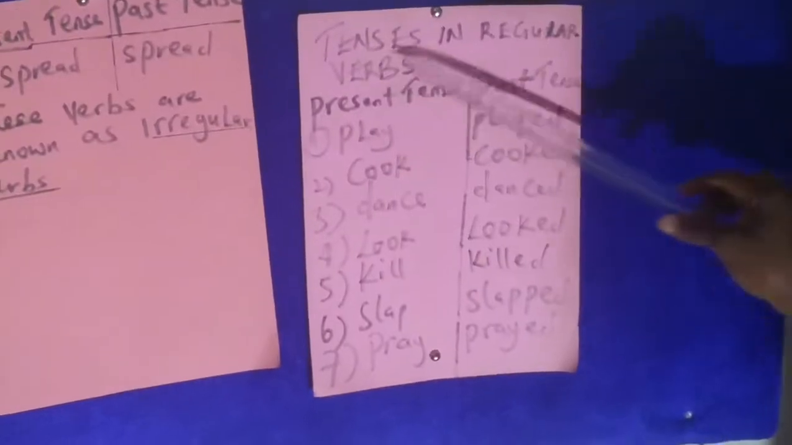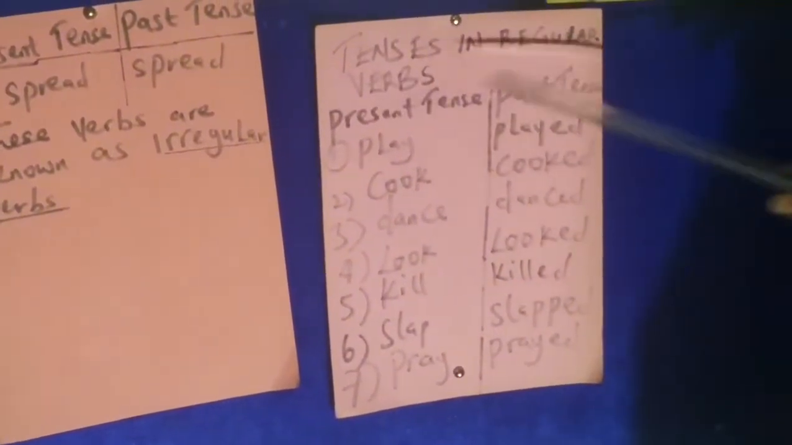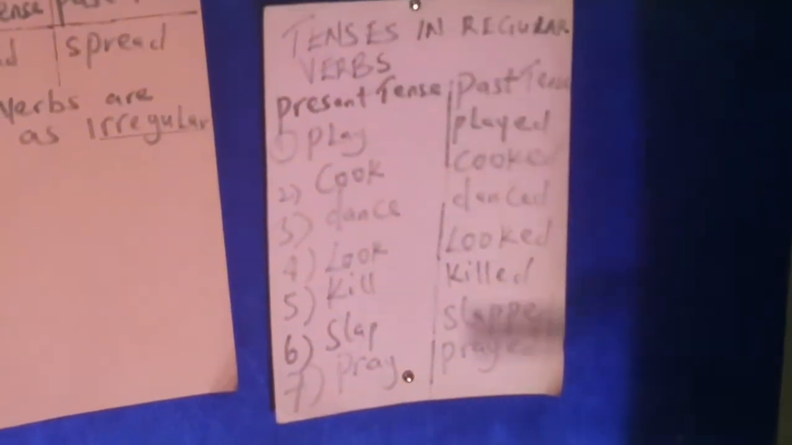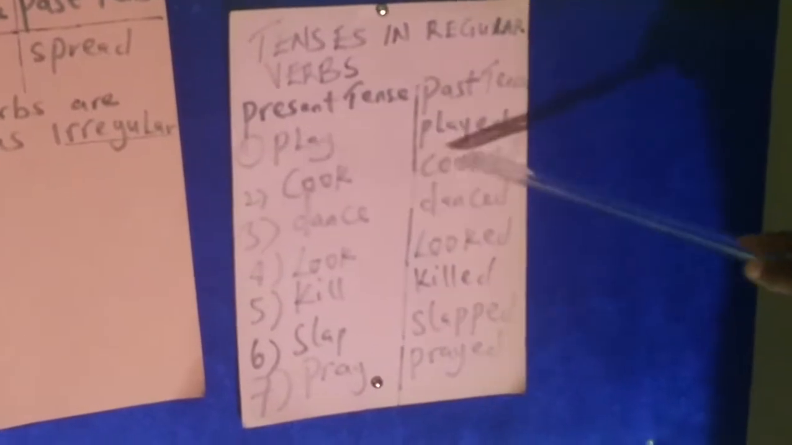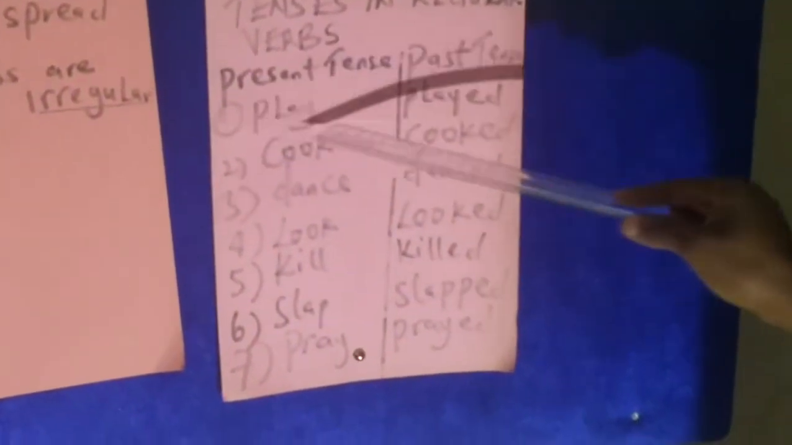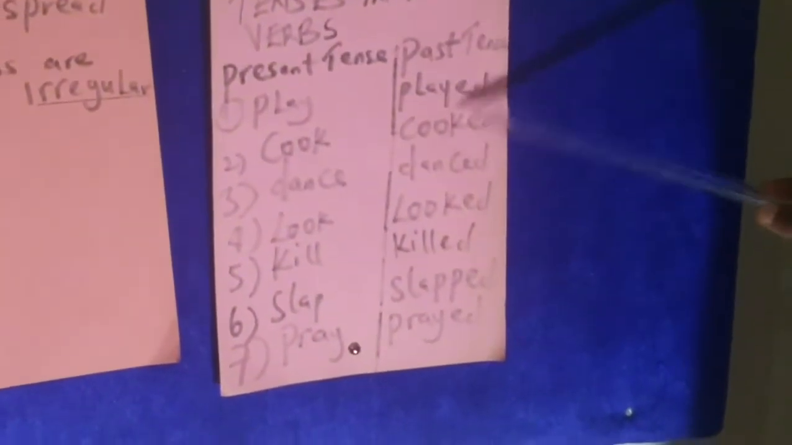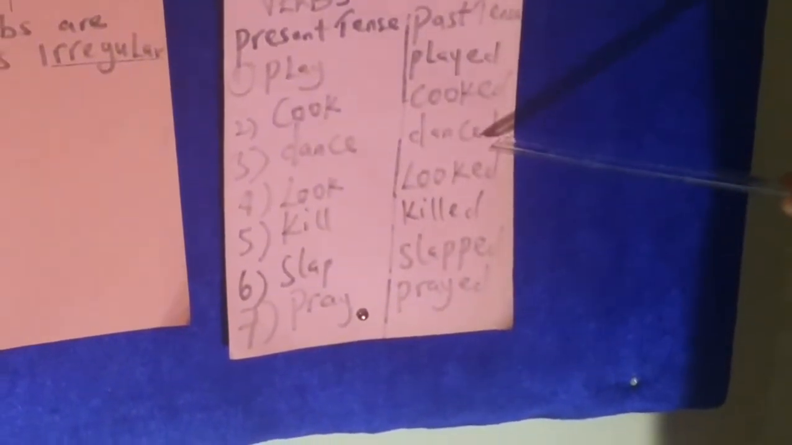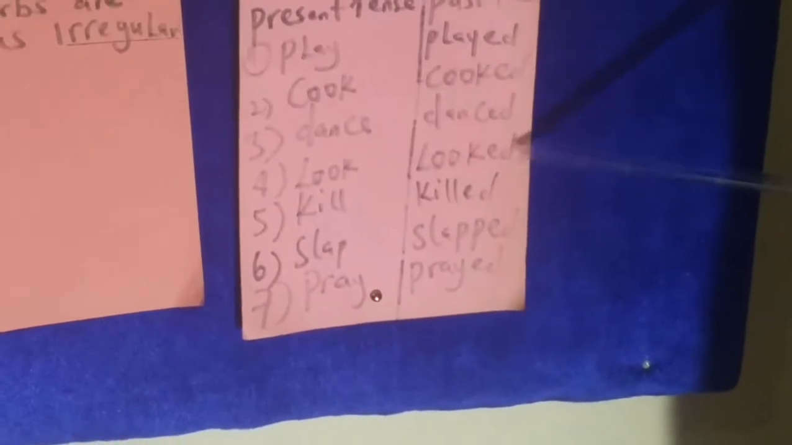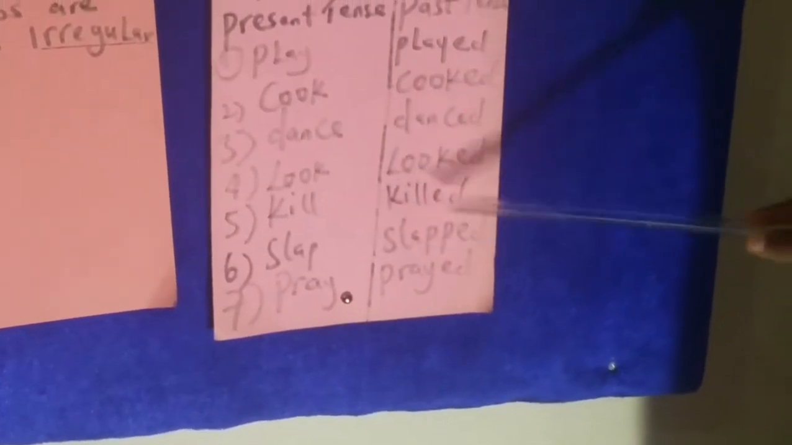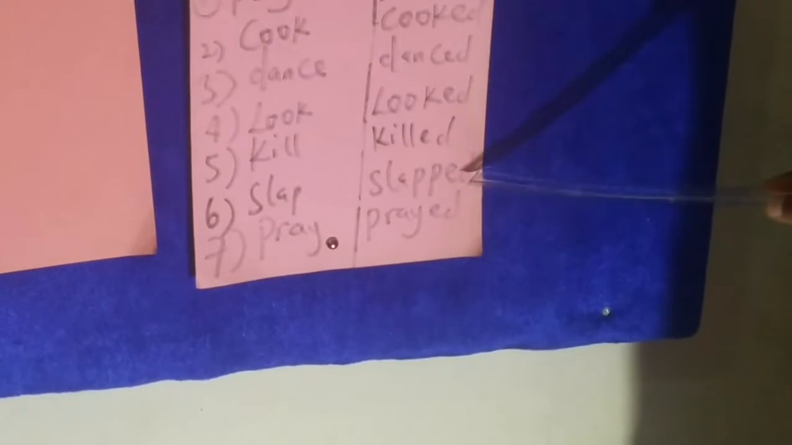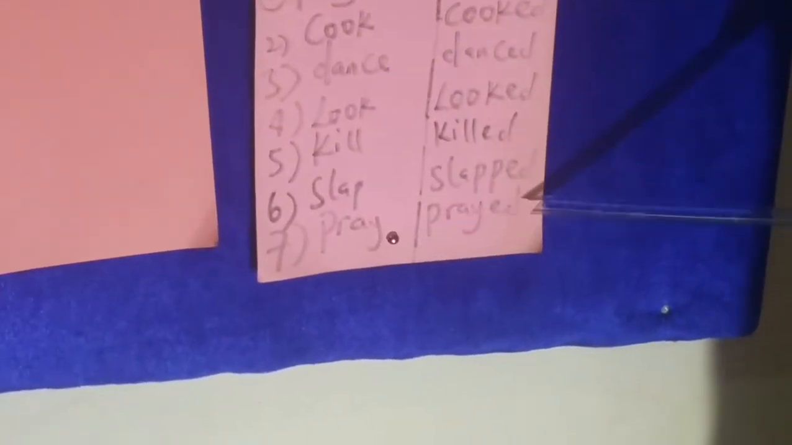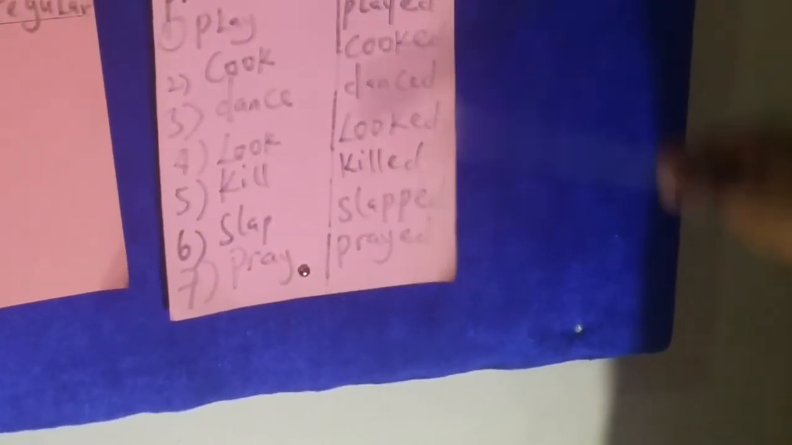Okay, let's look at the tenses in regular verbs. As you all know, regular verbs change their format by adding only ed. As I said, play, played. The only change that occurs here is the ed form. Cook, cooked. Dance, danced. Look, looked. Kill, killed. Slap, slapped. Pray, prayed. They are known as regular verbs.